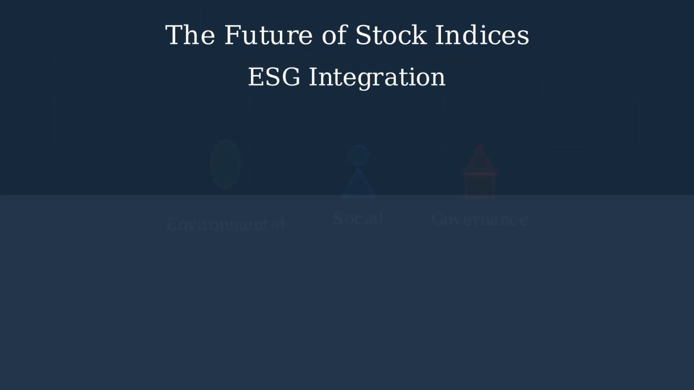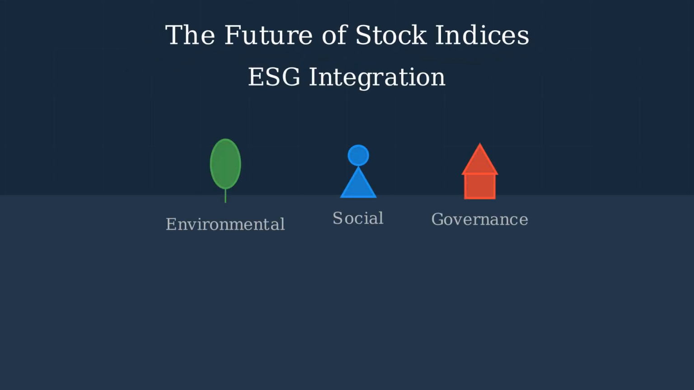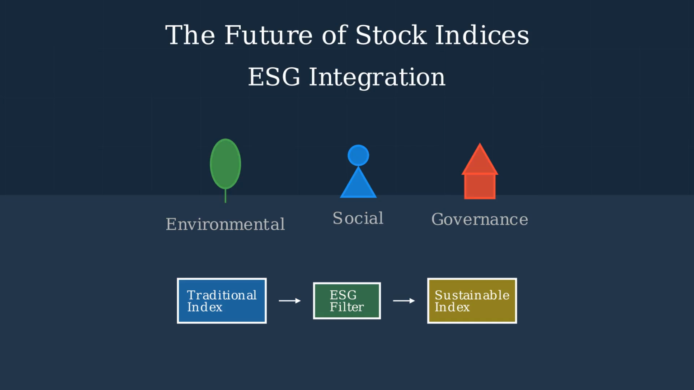The future of stock indices is evolving rapidly, with several key trends shaping how they will function in the coming years. One major trend is the increased focus on ESG factors, environmental, social, and governance metrics. Traditional indices are now being screened through ESG filters to create sustainable variants that prioritize companies meeting specific environmental and social standards.